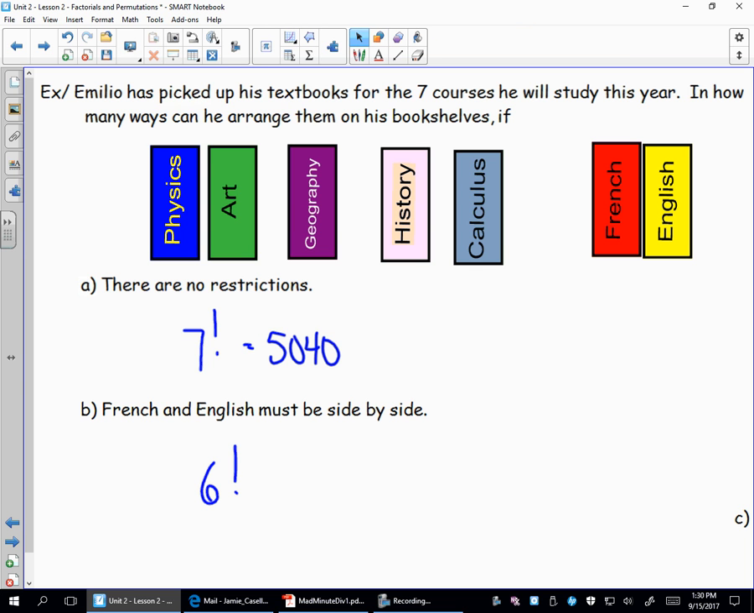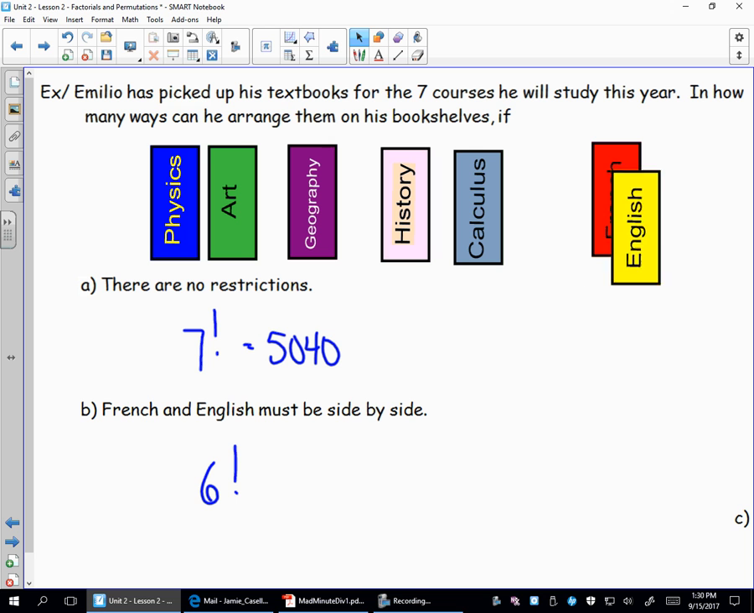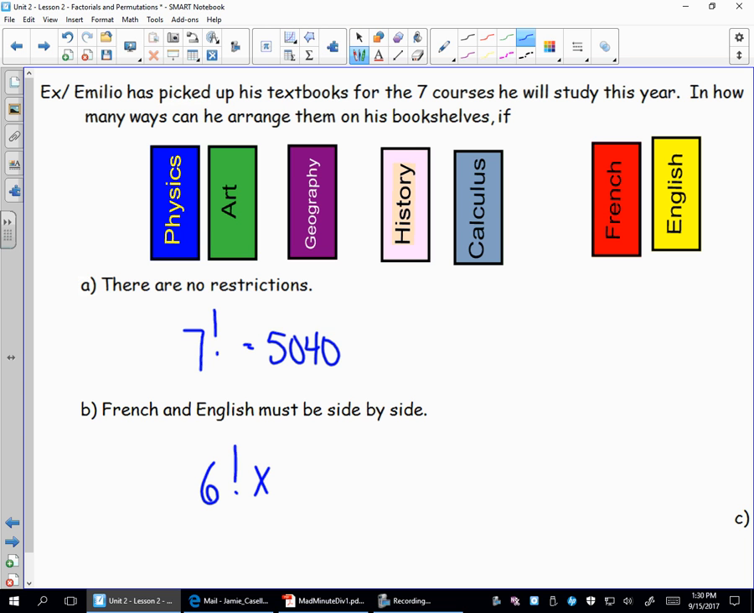But here's the second tricky part. This group that we have, French-English, doesn't have to be in the order French-English. It could be English-French. So I already have the 6 things, the group plus the 5 individuals, and, well, there's that word again, and multiply this small subgroup, the French-English group. It can be arranged 2 factorial ways, French-English or English-French. So there's 2 parts to this question. There's the overall arrangement and there's the subgroup arrangement. That comes out to 1440.